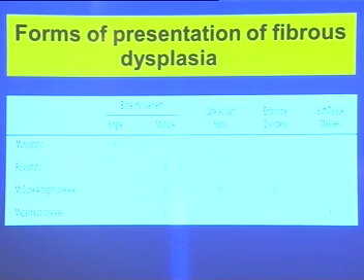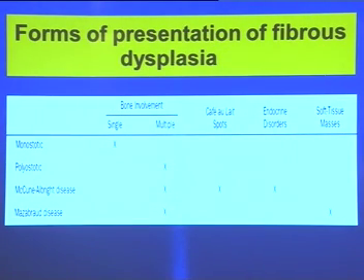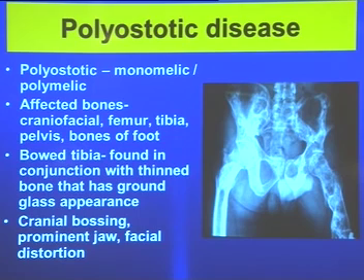There is another variant which is called Mazabraud disease, which is multiple bone involvement along with soft tissue intramuscular masses, and these are usually myxomas. So this is the Mazabraud's variant. So polyostotic disease is monomelic or polymelic.